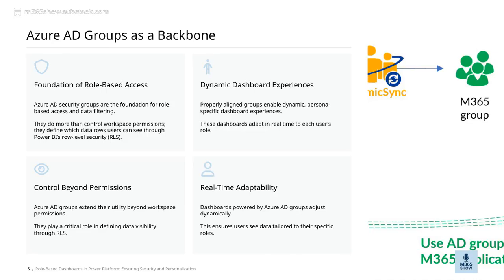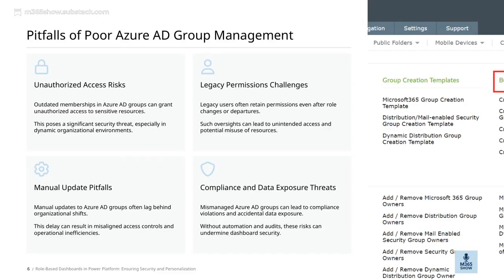At the core of this system are Azure AD security groups, which form the foundation for role-based access and data filtering. They do more than manage workspace permissions. They determine exactly which data rows a user can view through RLS. In essence, these groups are the backbone that enables a secure, personalized, and dynamic dashboard experience across the Power Platform ecosystem.